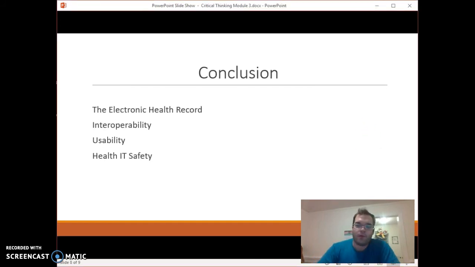The electronic health record plays a large role in patient quality, care, and safety. However, there are still a few challenges that need to be addressed and overcome. Interoperability, usability, and health IT safety are three main challenges that have a large effect on patient quality, care, and safety. The recommendations to overcome these challenges are making interoperability simpler and testing usability and safety. I hope you learned a little more about the challenges EHR faced during implementation.